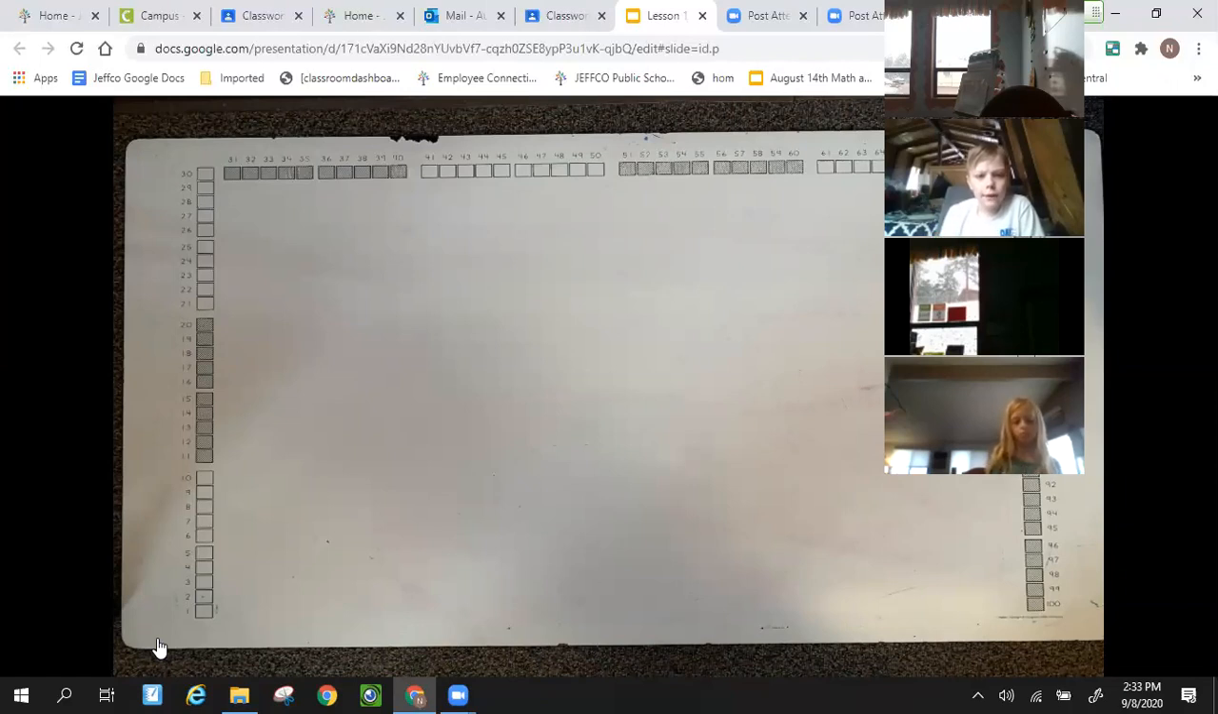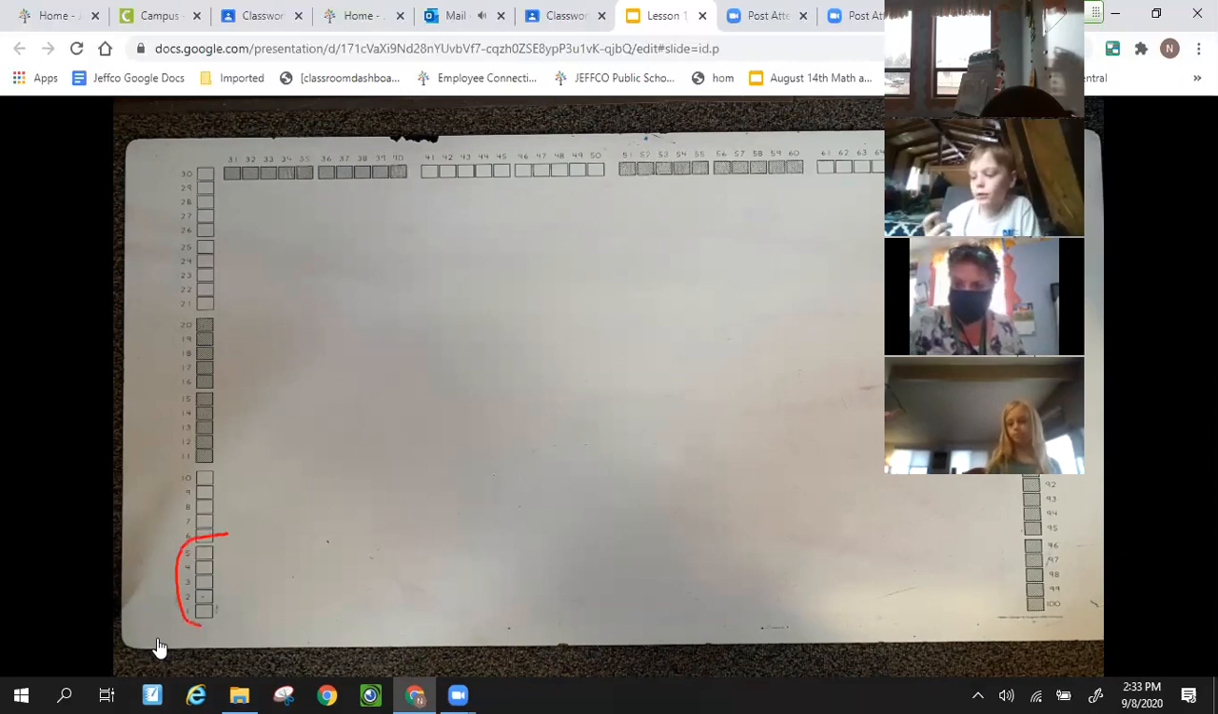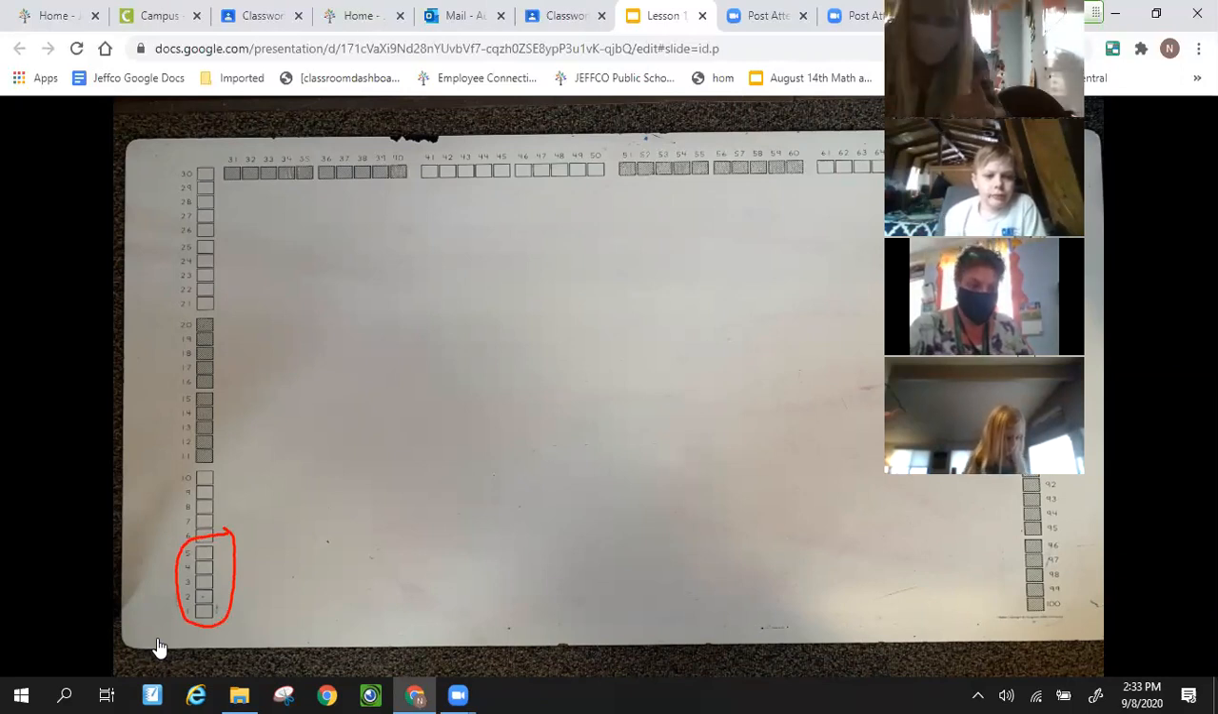Okay, so you are going to take your marker and you're going to circle one group of 5. If you did that, give me a thumbs up. One group of 5.